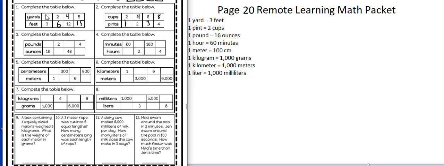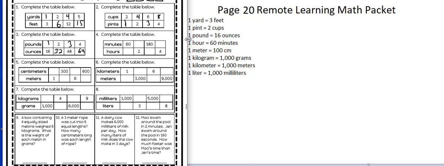All right, pounds to ounces. There are 16 ounces in 1 pound. All right, so how many ounces are there in 2 pounds? Well, 2 times 16 would be 32. 4 times 16 would be 64. All right, so now 48 divided by 16, that would be 3.